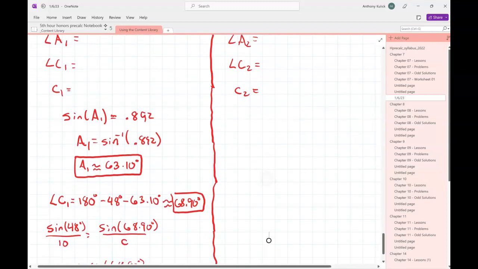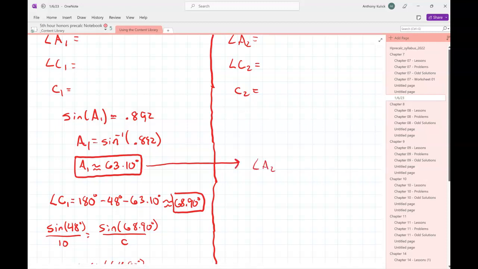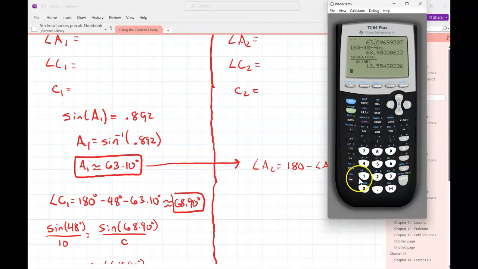The second set of answers is actually a little bit easier to come up with than the first set, because that second angle, or angle A2, always has to be the supplement of angle A1. So that first angle that we found in triangle 2 is just going to be the supplement of it. Let's see this guy. So 116.90.